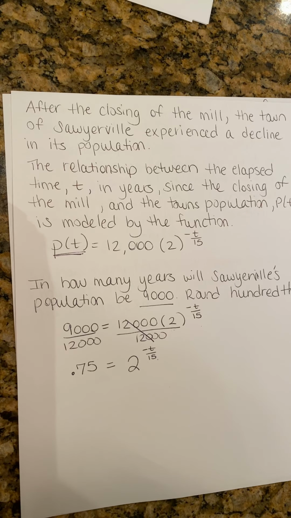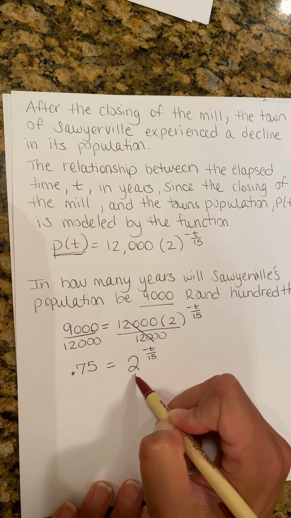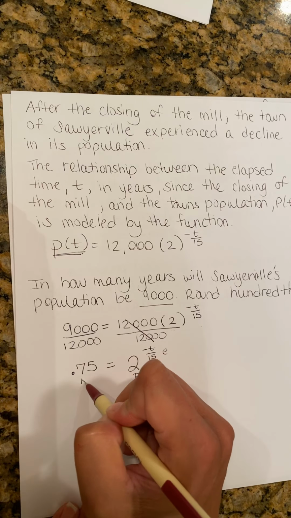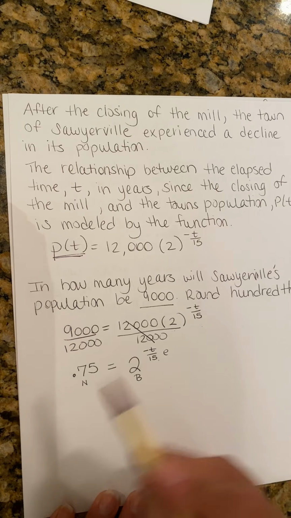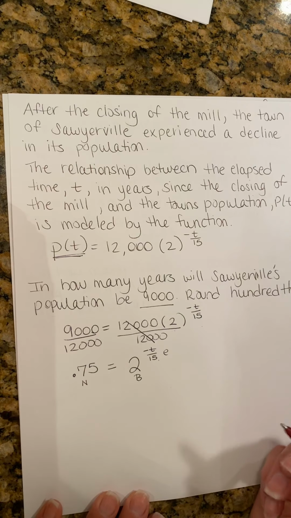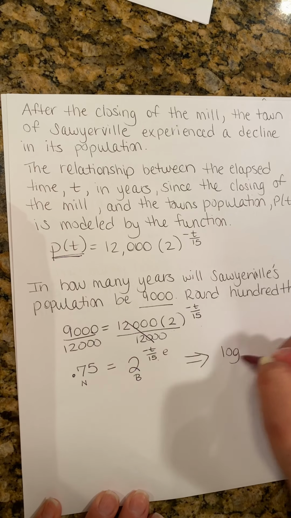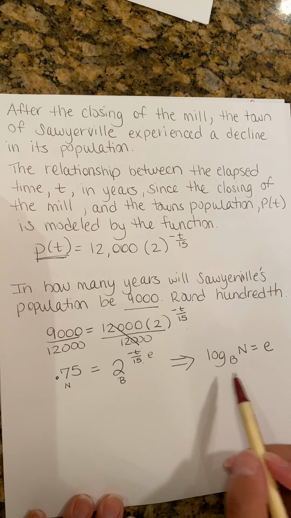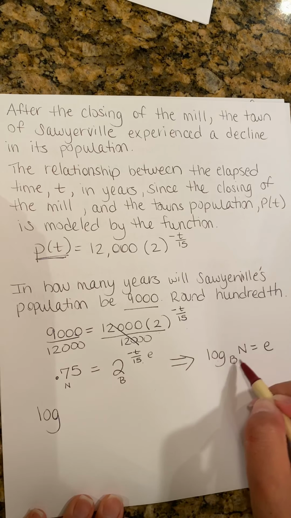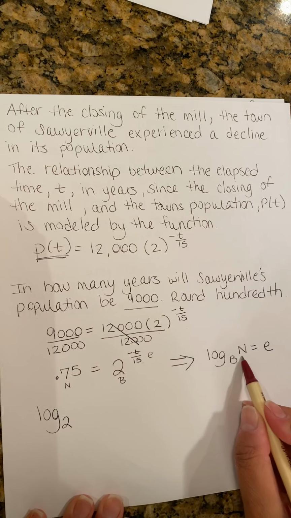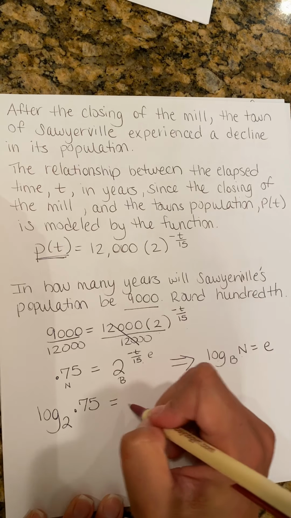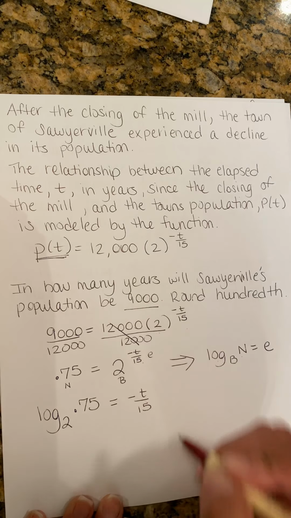Okay, now this is B to the E equals N. I'm going to change it to log B N equals E. So the 2 is my base, the fraction is my exponent, and the 0.75 is my N, or my number. It's B to the E equals N. I'm now going to change this to log B N equals E. So let me follow. I got log, my base is a 2, my N is the 0.75, and then that's now going to be equal to negative t over 15.